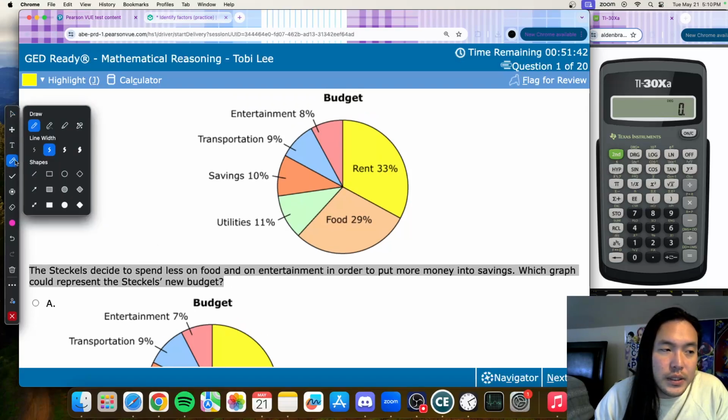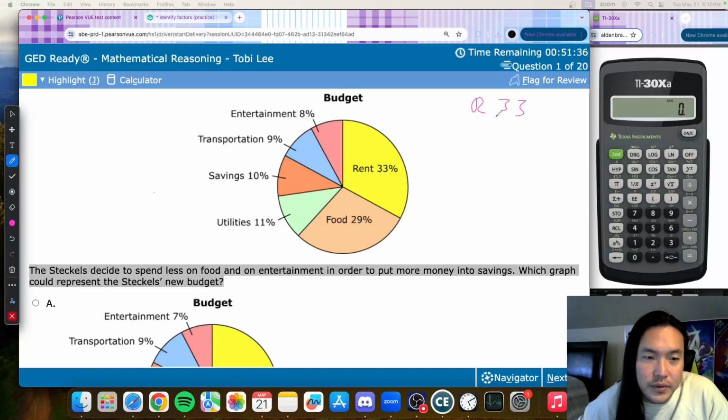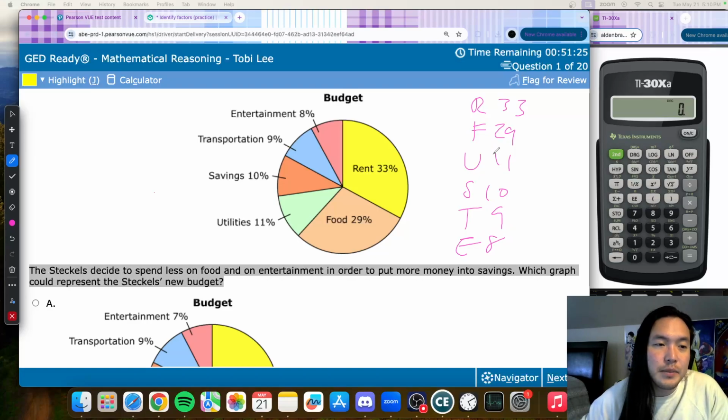Okay, so here I'm going to take some notes, right? Rent is 33, food is 29, utilities is 11, savings is 10, transportation is 9, entertainment is 8. So basically we want to take these two numbers, food and entertainment, and make them smaller, and we want savings to go up. Okay.